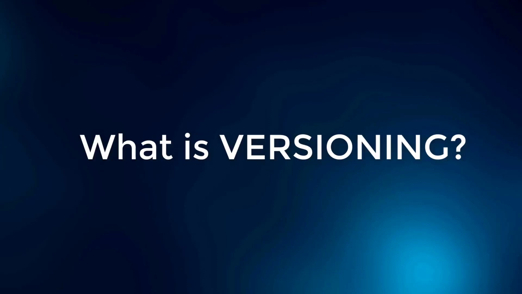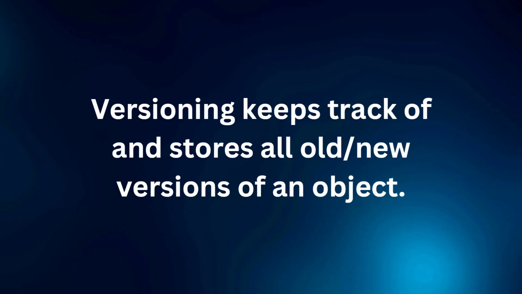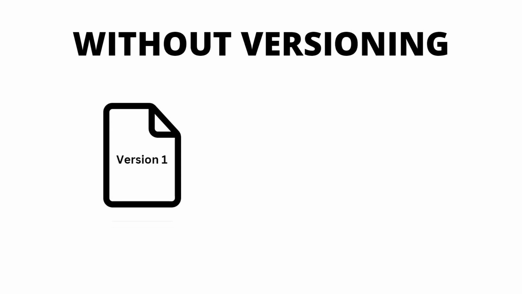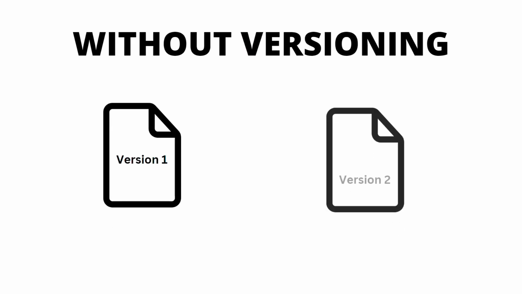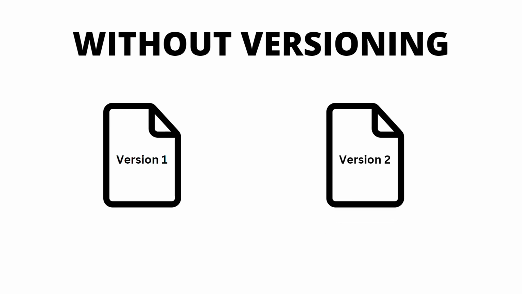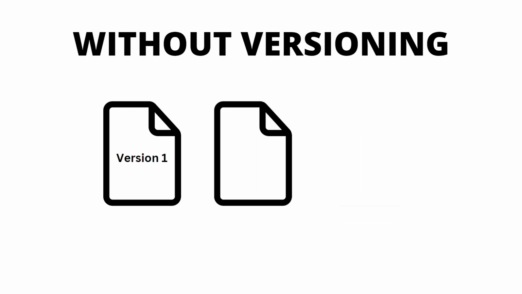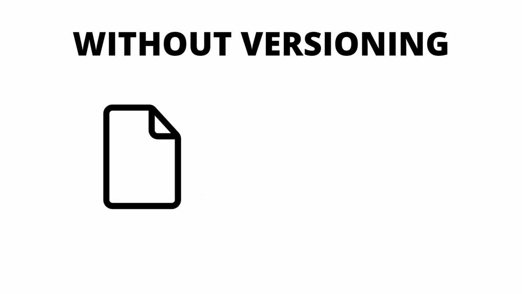So, what is versioning? Versioning is a feature that keeps track of, and stores all old/new versions of an object. Let's understand this with an example. Say, you upload a file. Now, you make some changes and upload it again. If the versioning is not enabled, then, your previous file will be overwritten by the new file. And all of your previous file's content will be lost. So, if you want to get back the previous content, then there's no way you can get it.